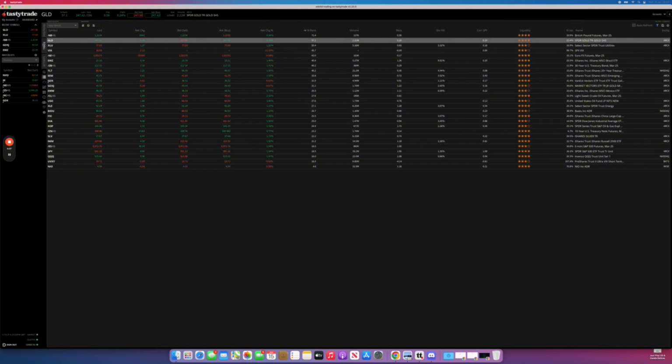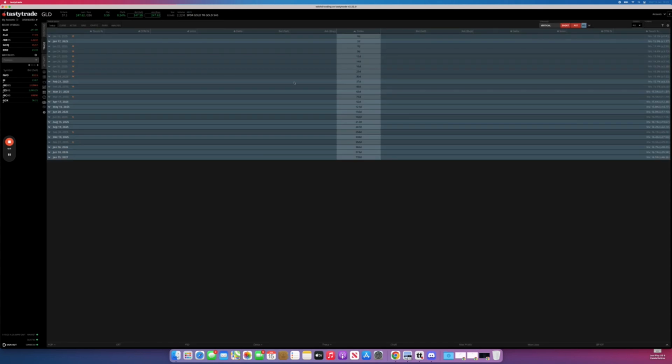So what we're going to do is go over to the expiration dates for GLD, and as you'll notice for GLD, it's more liquid, so we have quarterlies as well, or it's just a bigger underlying. There's just more demand for quarterlies and things like that. There's a lot more expiration dates here. So again, none of this matters.